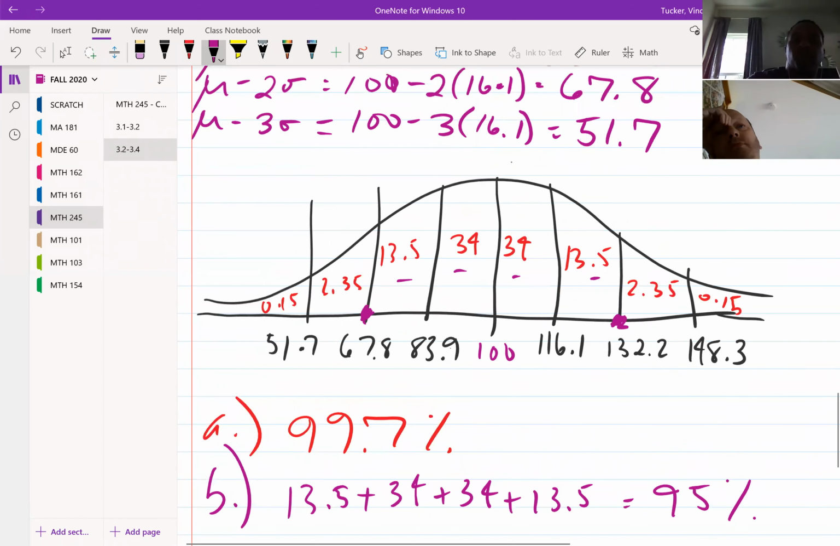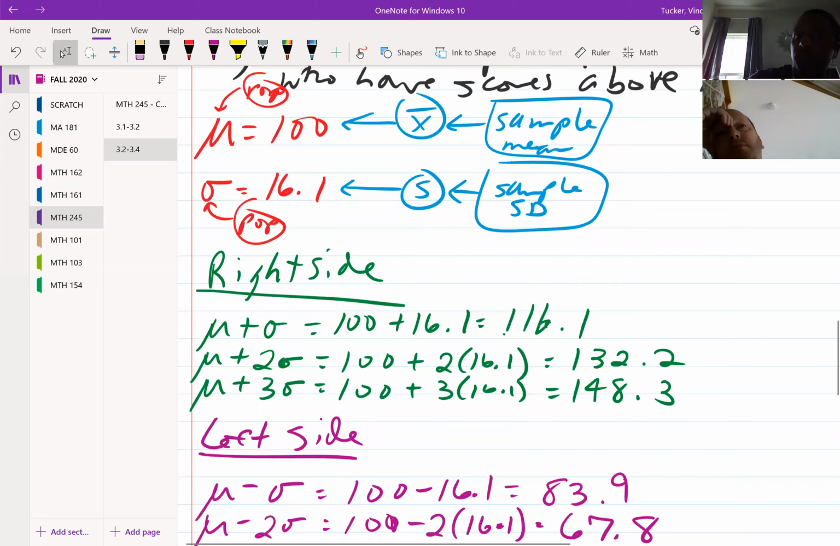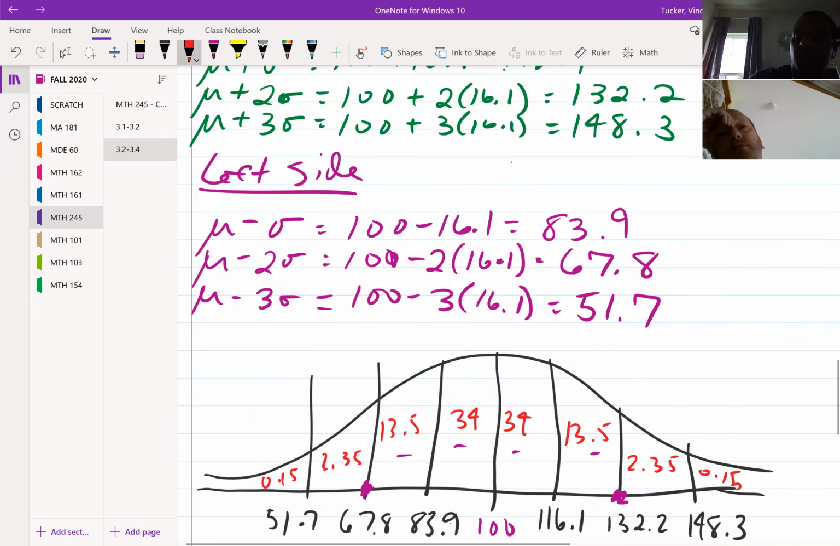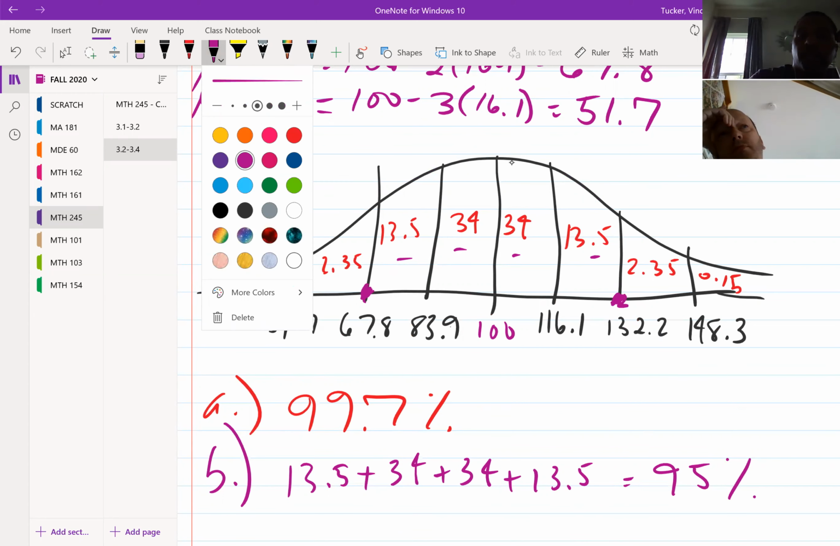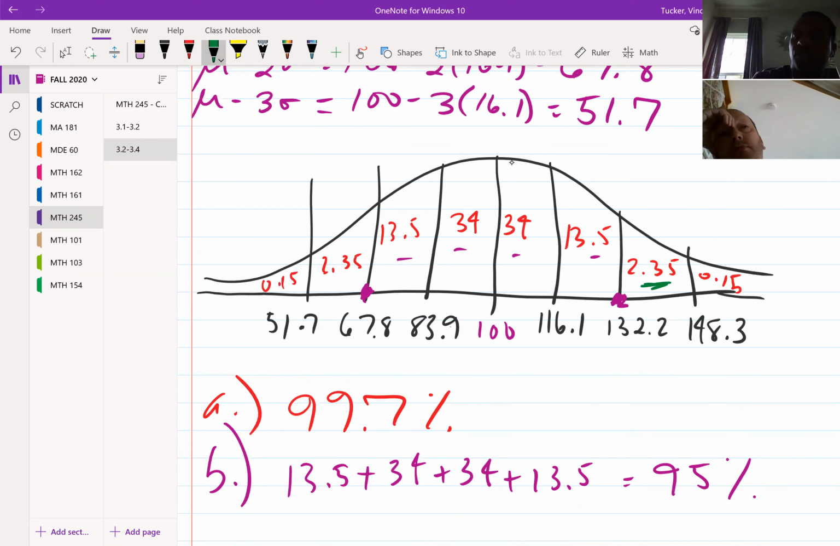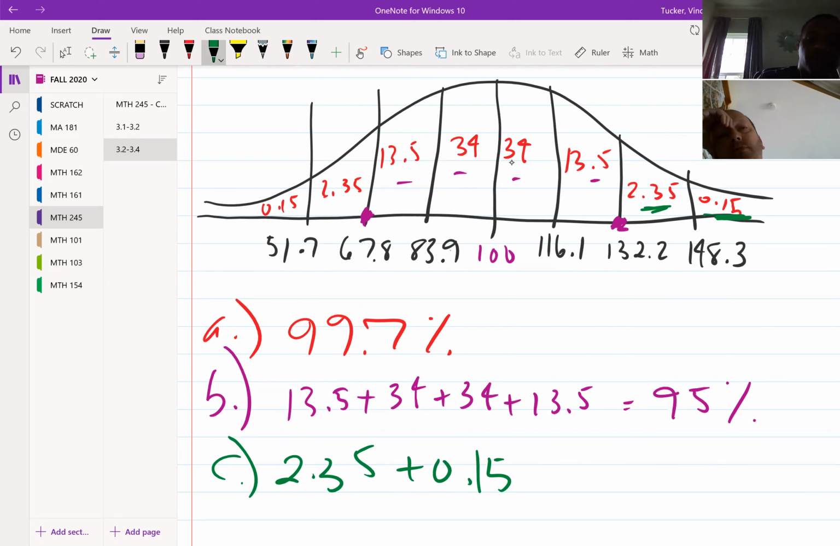And then the last one for this problem, C, determine the percentage of students who have scores above 132.2. So you're talking about above 132.2, over here to the right of 132.2. So you're going to add the 2.35 and the 0.15, and that'll be 2.5%.